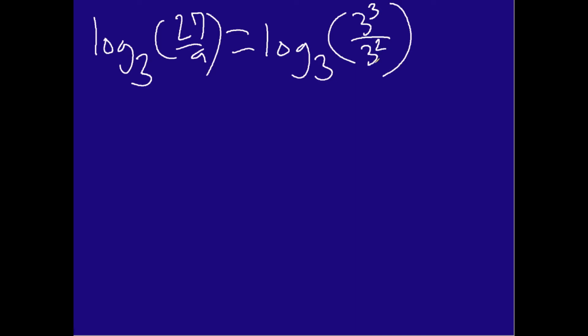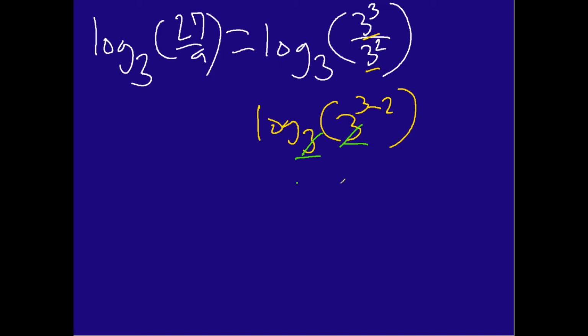Now, since these have the same base, 3 to the third and 3 squared, we're familiar with our exponent properties. So we have log base 3 still, but now to simplify things, we have 3 to the third power minus the second power. Because we're familiar with our logarithmic properties, we can simplify this even more. We end up with 3 minus 2, because these eat each other basically.